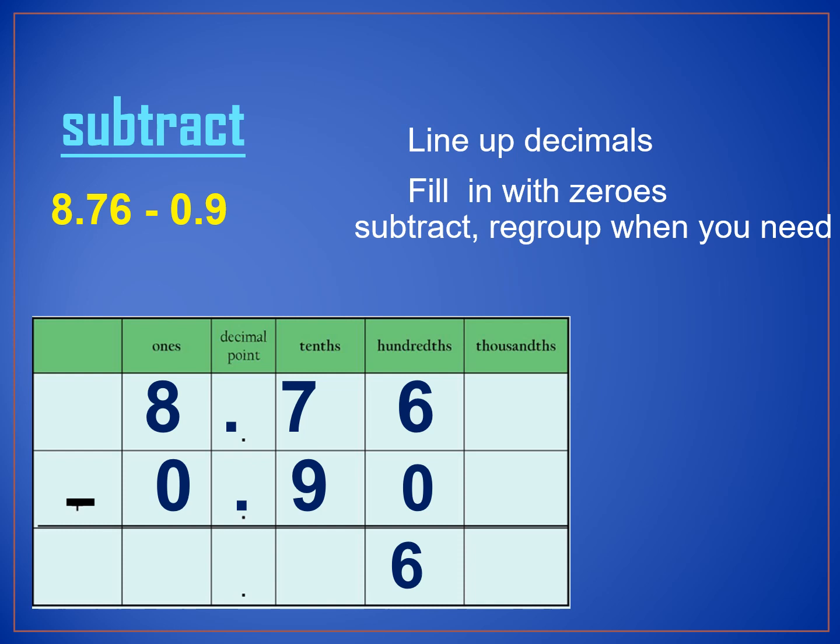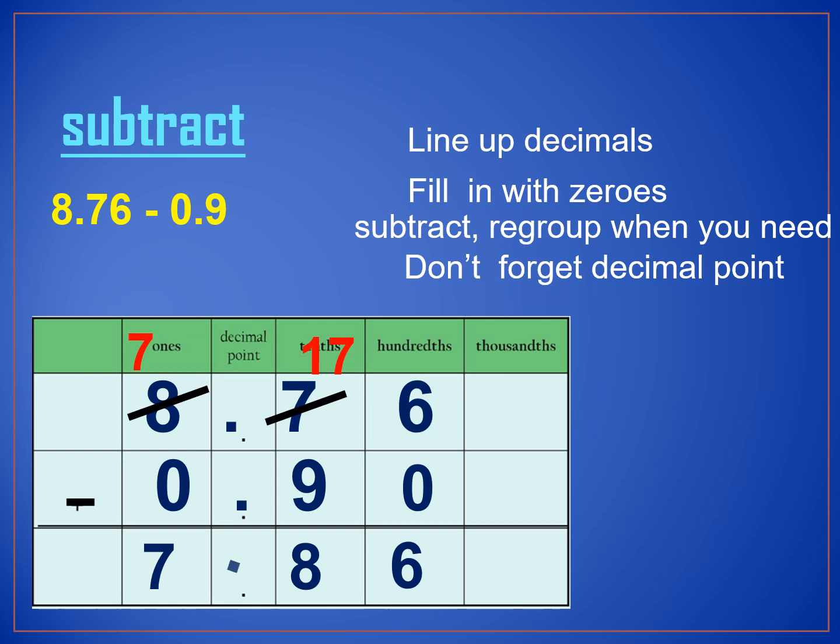Yes, I'll borrow 1 from 8. So I'll take here 1 from 8. So 8 is gonna be 7. And the one that you took from 8, I'll give it to 7, but that one means 10 here, so 7 will be 17. Then after that, 17 minus 9 is gonna be 8. Then 7 minus 0 is gonna be 7. Then at the end, don't forget to put the decimal point at the same place down. So the answer will be 7.86.